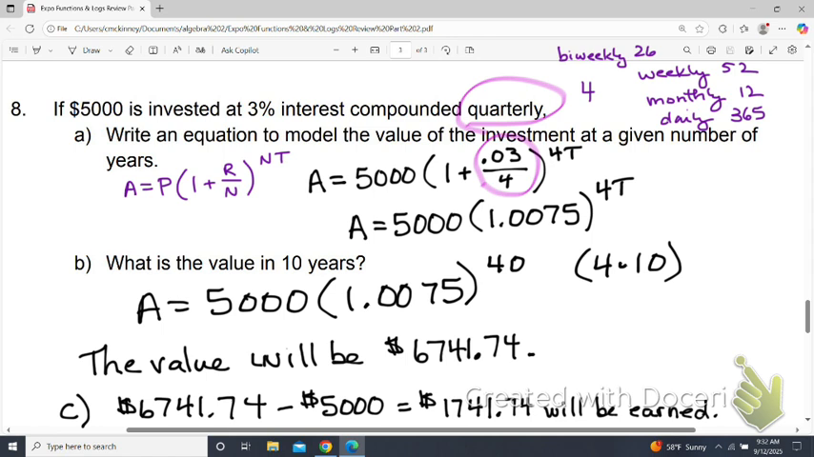Because you're not earning $6,741.74 in interest. That's how much the entire investment will be worth at the end of the 10 years. All right, almost there.